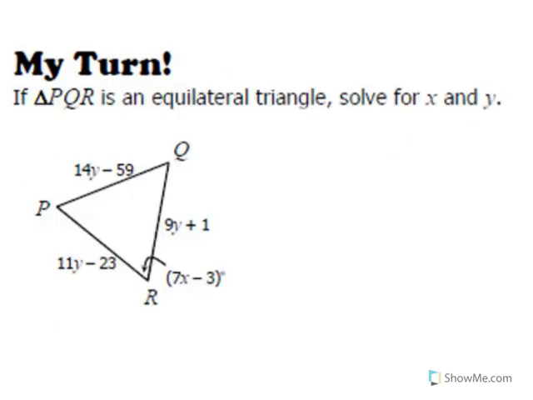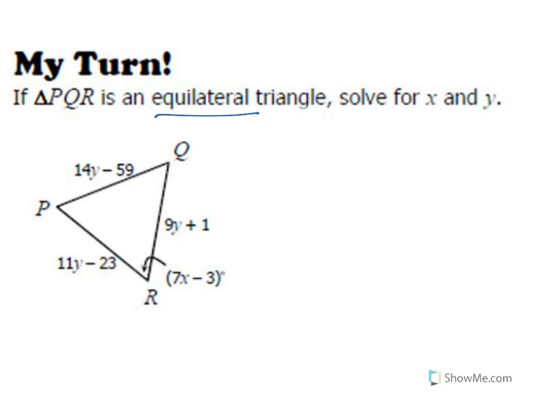Okay, let's go through my turn again here. If triangle PQR is an equilateral triangle, solve for x and y. Now, at this point, it gets a little more challenging, the fact that there's nothing given in terms of definite side measures or angle measures.